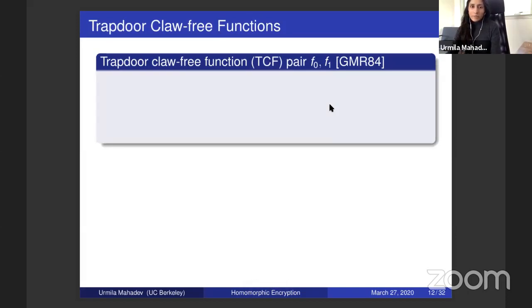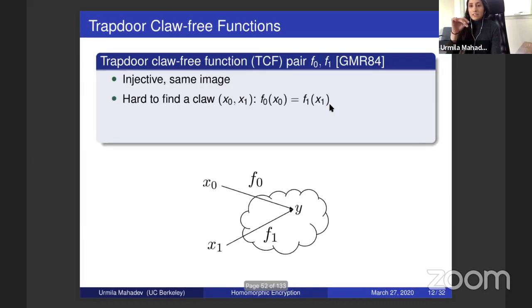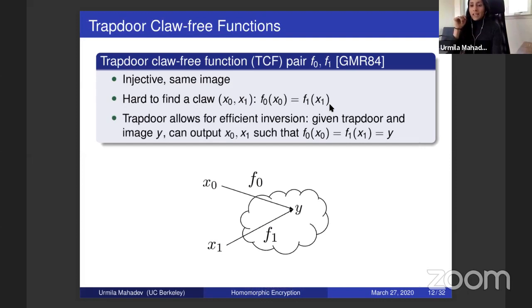A trapdoor claw-free function pair is a pair of functions F0 and F1, which are injective and have the same image. The hardness property is that it is computationally difficult for either a quantum or a classical machine to find a claw, which is a pair of pre-images which map to the same point. And the trapdoor property says that if an algorithm has access to a trapdoor, then there is an efficient algorithm for inversion.